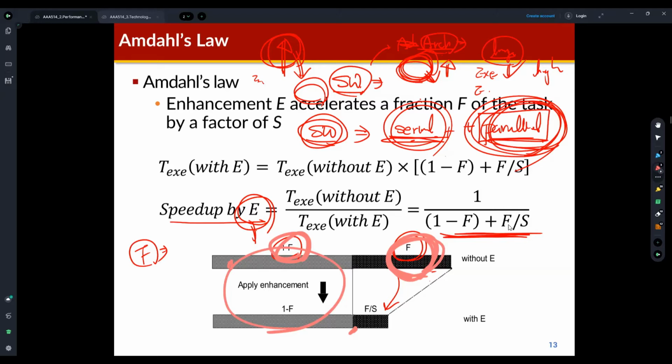So if we apply the multi-core architecture like dual core or quad core, then we can expect that the performance of the computer system can be enhanced by the number of cores. For example, if we apply the dual core architecture, then we expect that the performance of our computer system can be enhanced by twice. But it's not true because our software is composed of a serial part and a parallelizable part. Only this parallelizable part can be enhanced by multi-core architecture.